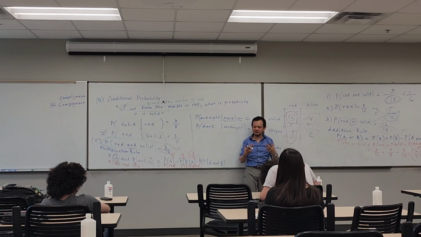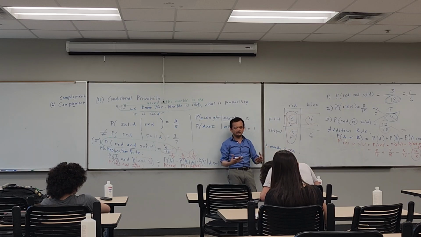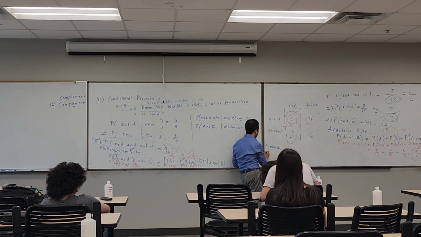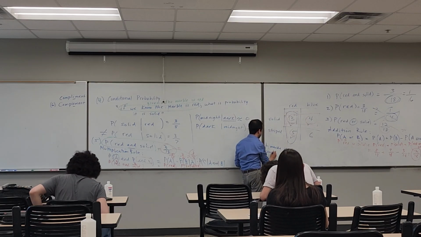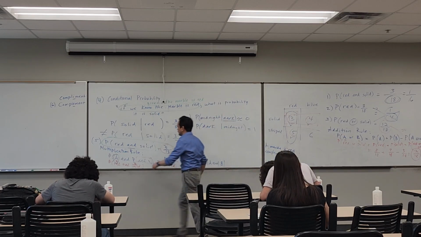So the complement is nothing more than describing everything that is left over from the event that is being described. If we say we're describing the event A as being a marble that is red, the complement of that is everything that is left over, which is the marble is blue. So that represents the complement of A. The complement of A is that the marble is blue.